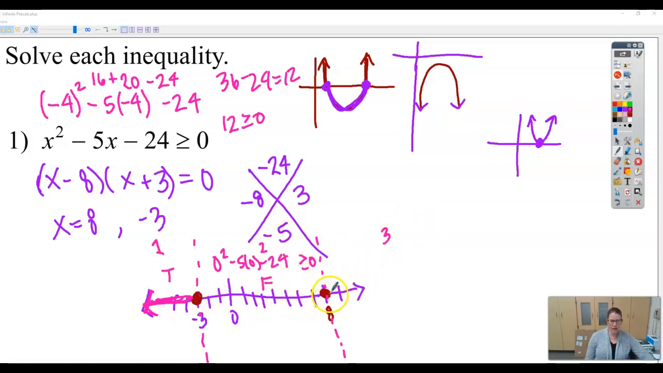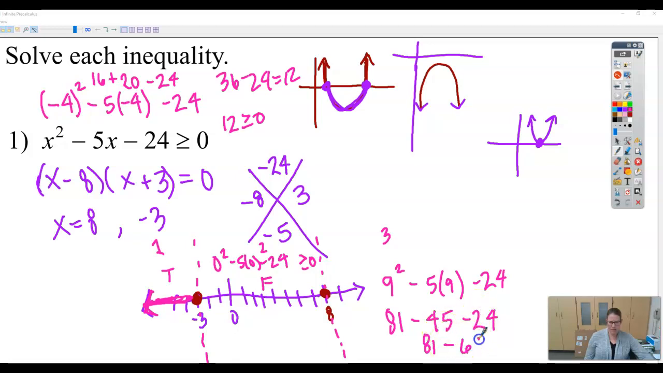For interval 3, I have to choose any number bigger than 8. So I could do 9 or 10 or 400. Let's just do 9. So if I plug 9 in here, I'm going to get 9 squared minus 5 times 9 minus 24. 9 squared is 81. 5 times 9 is 45. And then minus 24. So this is the same as 81 minus 45 minus 24, which is 12. So it is still positive. That is greater than or equal to 0. So this section is true, so I would highlight this.